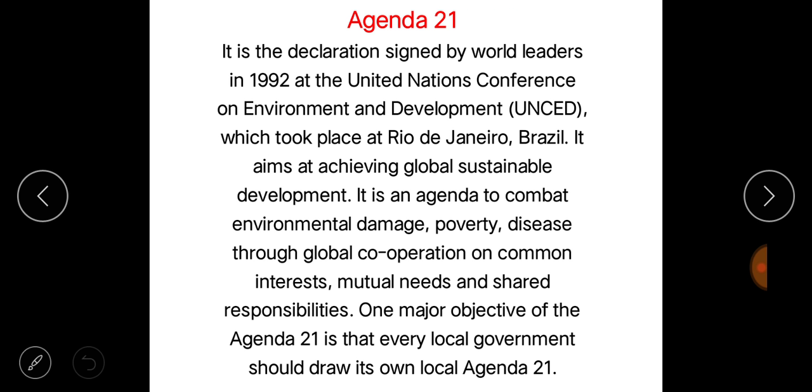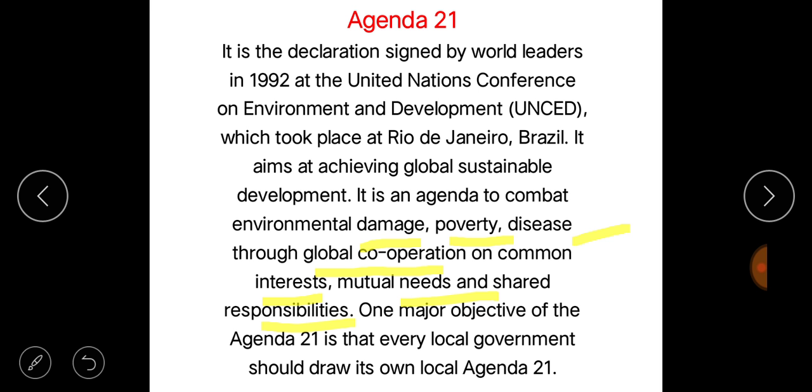Agenda 21 is the declaration signed by the world leaders in 1992 at the United Nations Conference on Environment and Development, which took place in Rio, Brazil. It aims at achieving global sustainable development. It is an agenda to combat environmental damage, poverty, and disease through global cooperation on common interests, mutual needs, and shared responsibilities.